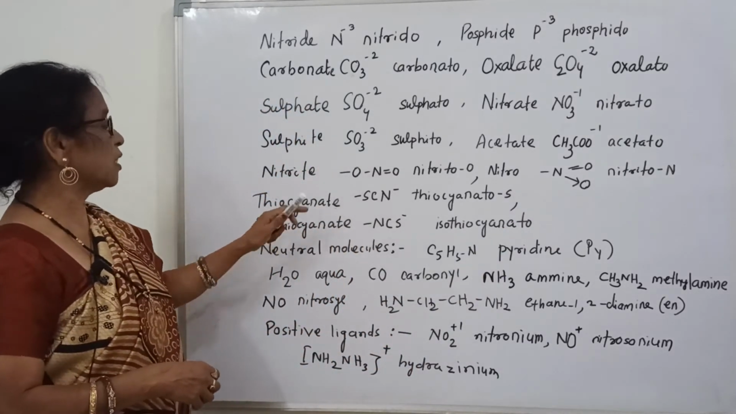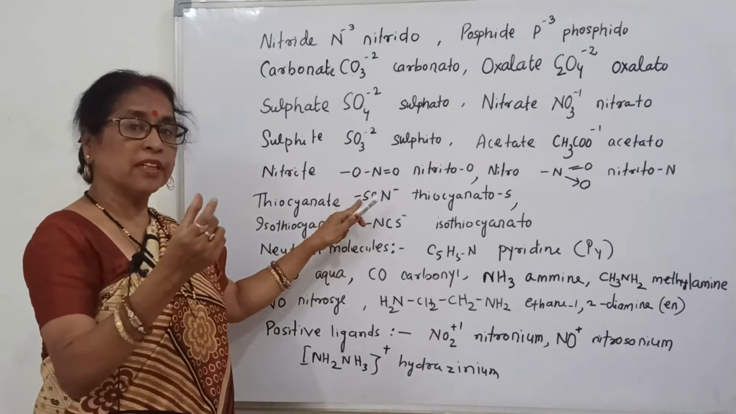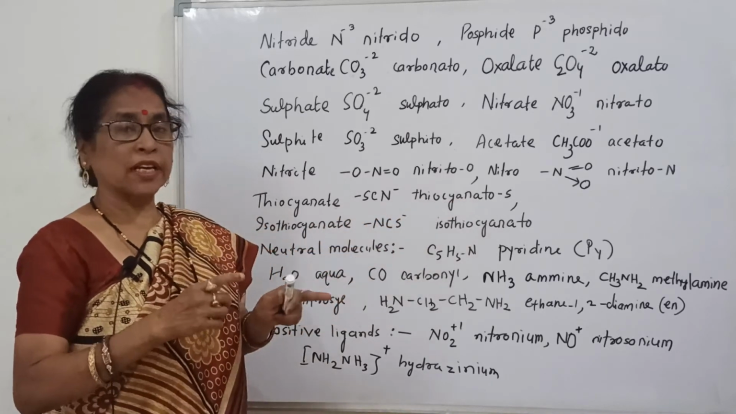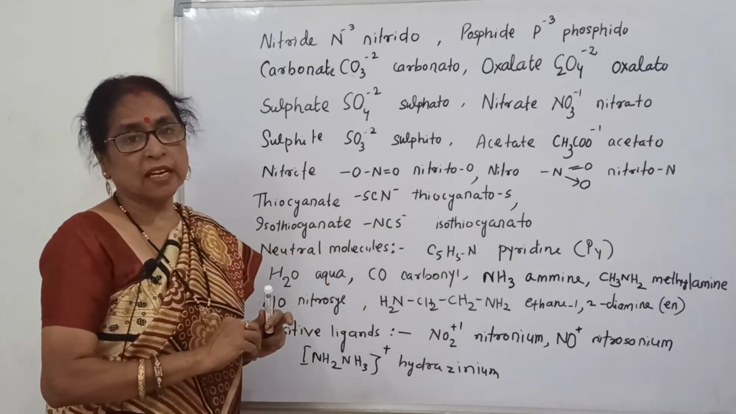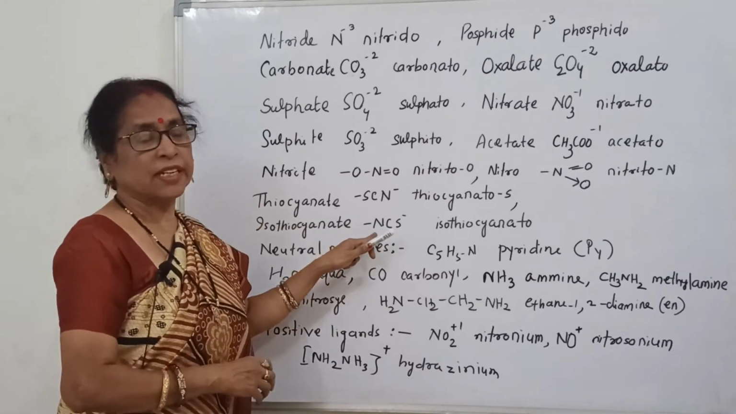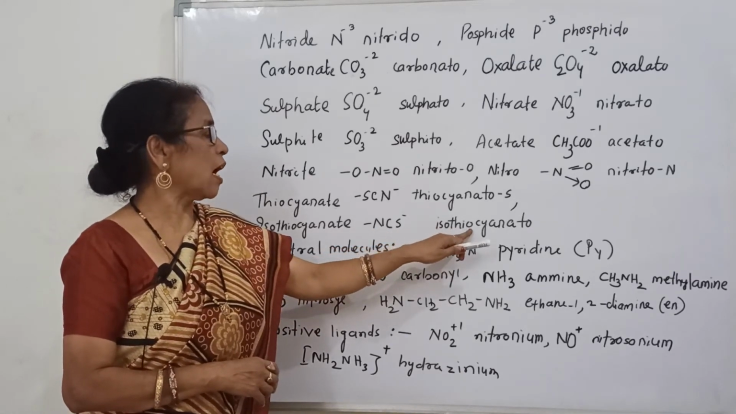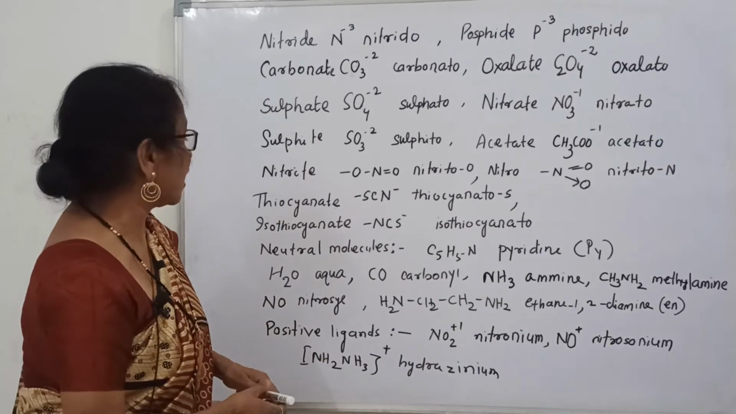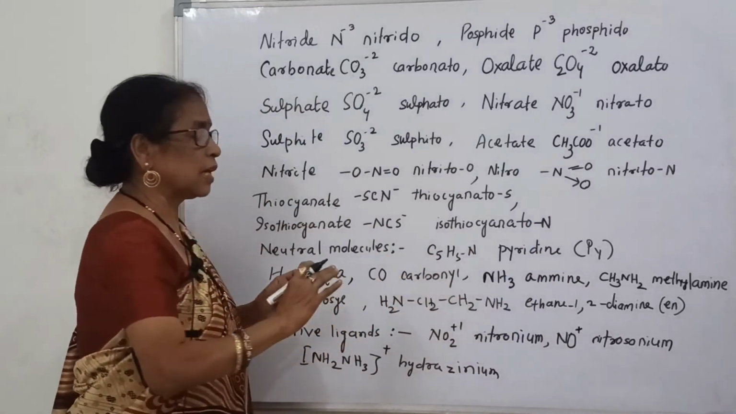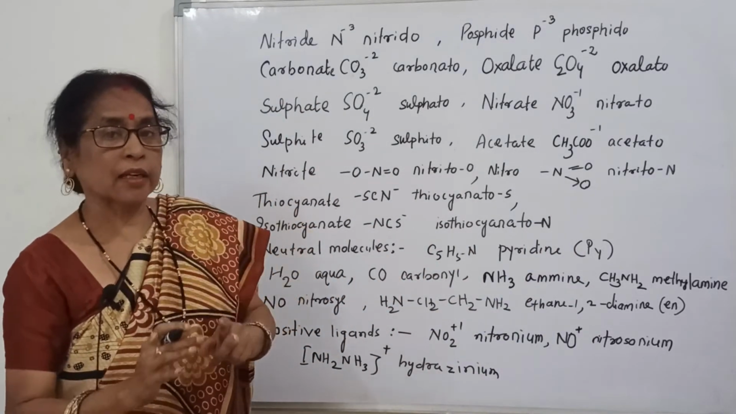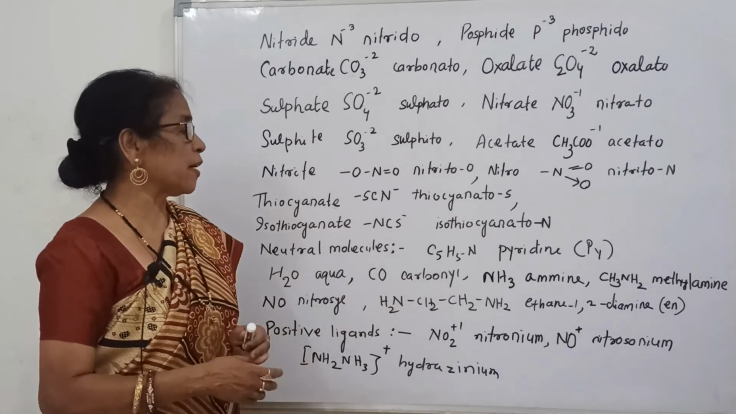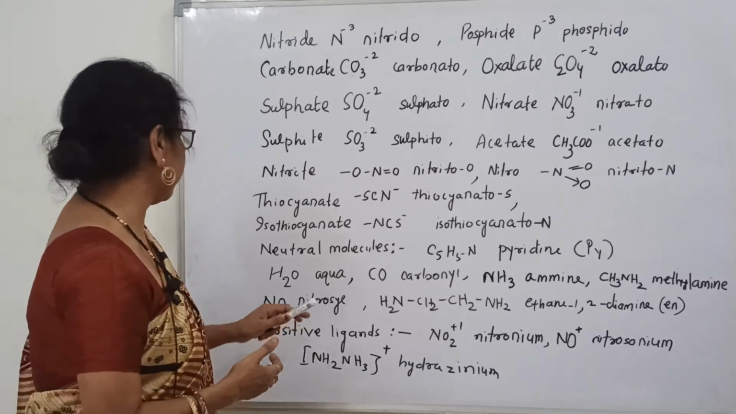Then here it is thiocyanate. Sulfur is linked to the central metal atom, so it is called thiocyanato-S. Why? S is linked to the central metal atom. If it is isothiocyanate, N is linked to the central metal atom, so it is called isothiocyanato-N. It is N. Neutral molecules, that means having charge 0: C5H5N, pyridine, short form PY.